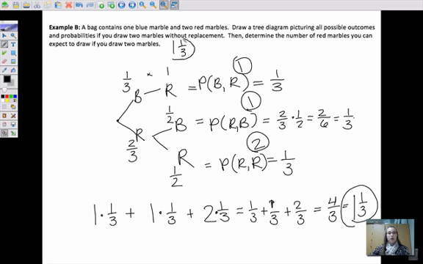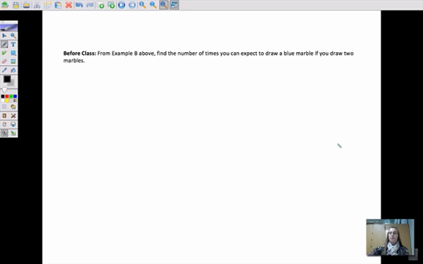Expected value, I just wanted to talk about really quickly. Expected value is usually not going to make a lot of sense in a real world situation because obviously there's no such thing as 1 1/3 red marbles. But what this means is we're more likely to draw out 1 marble than 2, which we can see from this outcome. I'm going to show you in class how we can use expected value to figure out more complicated situations. All right, before class, from the example above, I want you to find the number of times you can expect to draw a blue marble. Okay?